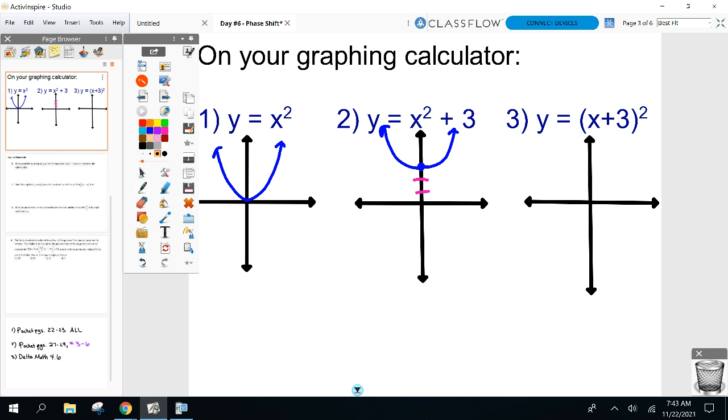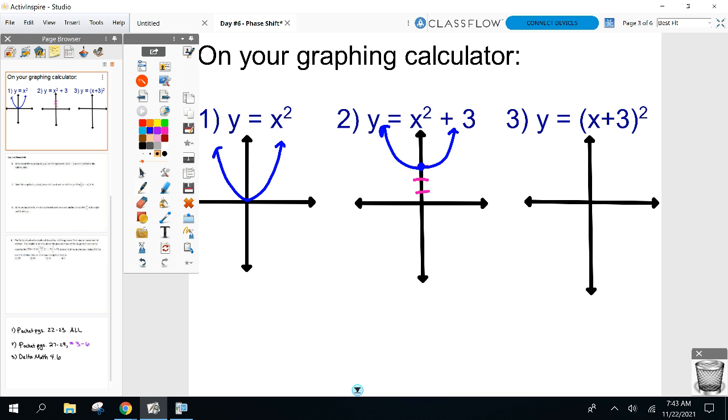All right, now I'm going to put it in. It's not outside. It's inside the parenthesis. I don't know, maybe you remember this from last year. Anybody remember what happens when I put it inside? It's going to shift left and right. Left and right? What do we think? Right or left if it's plus 3 inside? It's going to be left. Left. Isn't to the left a minus and to the right a plus?